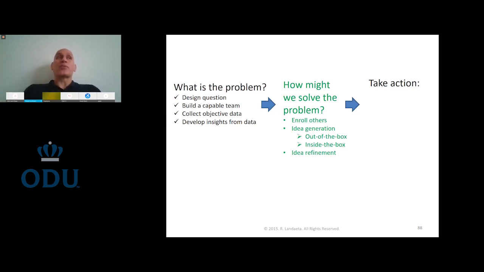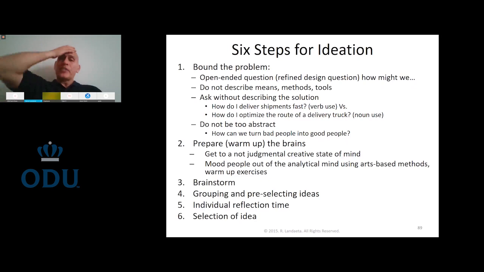Very few have the opportunity to be completely wide open, even though, I mean, it can generate some good ideas. But that's kind of an utopia in innovation. And so we enroll others, we generate ideas, and we refine the ideas as we go. Six steps for ideation. We bound the problem with a question. We prepare the brains of those that are going to be doing the ideation. We will do brainstorming. We will select the ideas. We have individual reflection time, and then we have a final selection of idea.